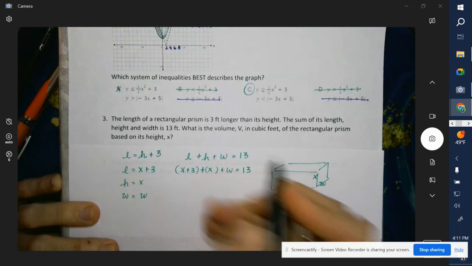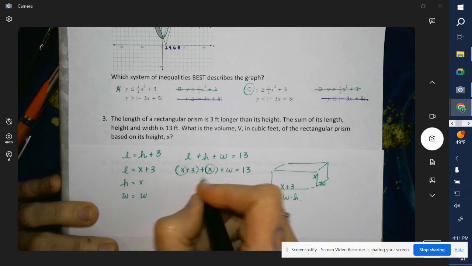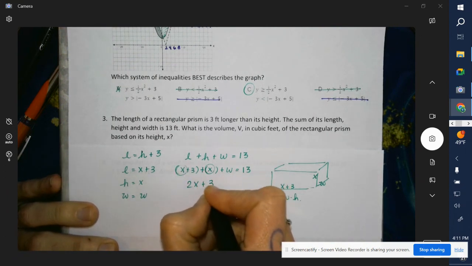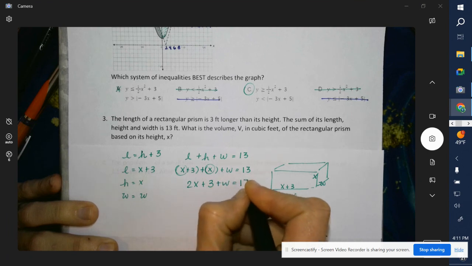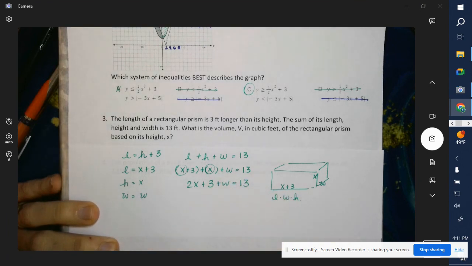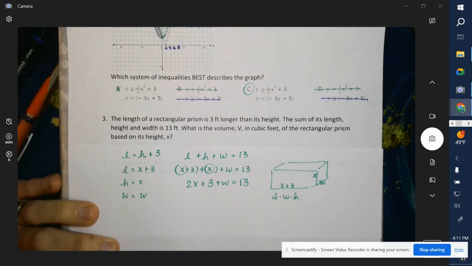So we're solving for w here. There's an x and an x. So we have 2x plus 3 plus w equals 13. Again, you're working to get that w by itself.